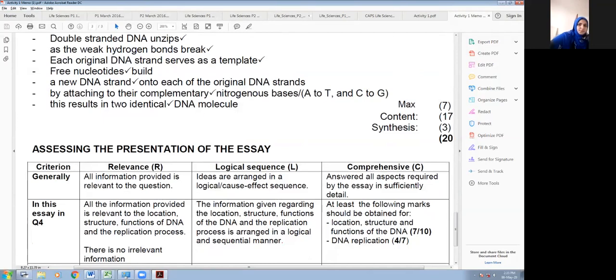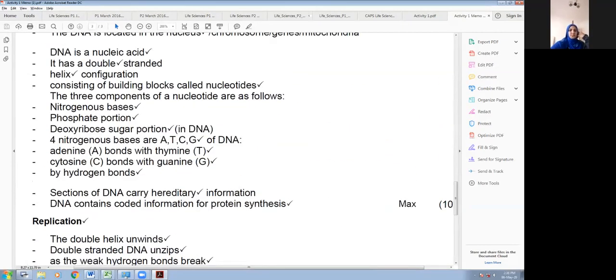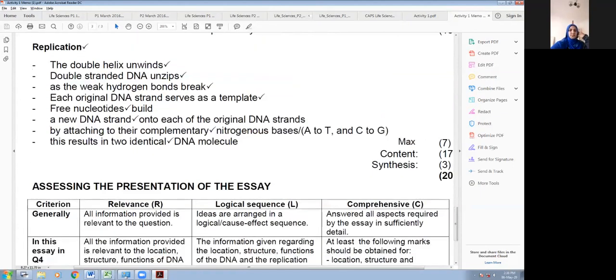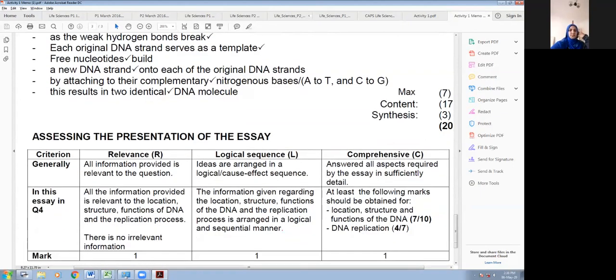You have to be on topic for R, nothing irrelevant, right? So if maybe you mention RNA and you're describing RNA in this process, you had DNA, but you also went into RNA, then you end up losing marks. Or you start speaking about transcription, maybe you lose the mark for relevance. Logic is the information is given in a logical sequence, especially for replication, right? You need to have it in order, where you can't say, for example, the DNA unzips and then it unwinds. You're going to lose the marks in the content as well as for logic. And then comprehensiveness, did you answer the whole question, right?